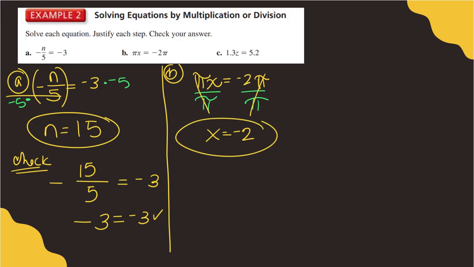To check this, we're going to just substitute wherever x is at, which is pi times negative 2 equals negative 2 times pi. And we know that, for example, 5 times 6 is the same as 6 times 5. So this is negative 2 pi equals negative 2 pi. So they're both creating equivalent fractions.